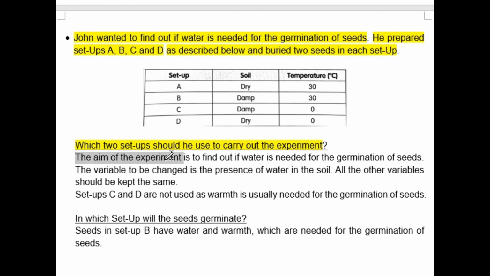The aim of the experiment is to find out if water is needed for the germination of seeds. The variable to be changed is the presence of water in the soil. All the other variables should be kept the same. Setups C and D are not used as warmth is usually needed for the germination of seeds. In which setup will the seeds germinate? Seeds in setup B have water and warmth, which are needed for the germination of seeds.